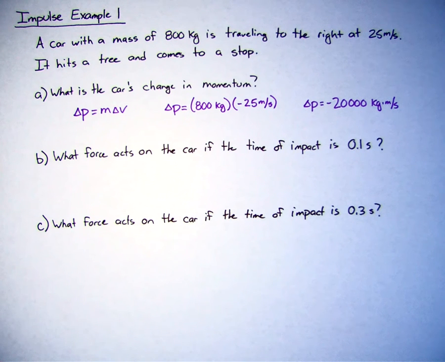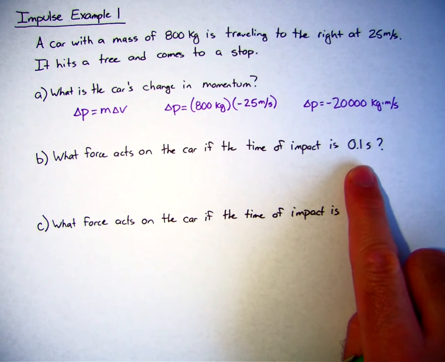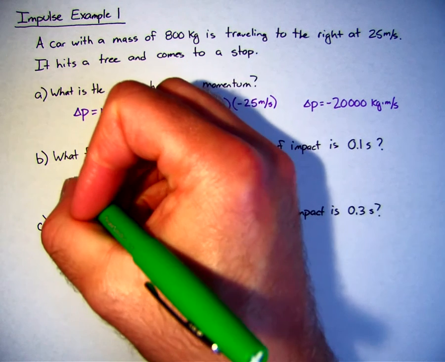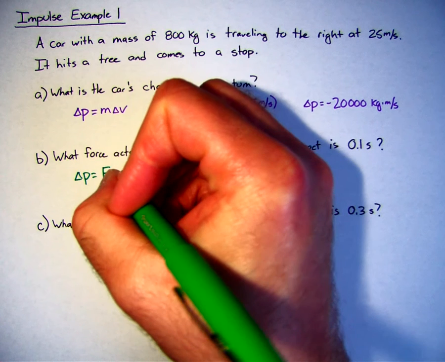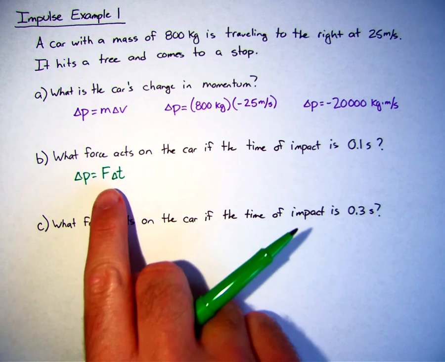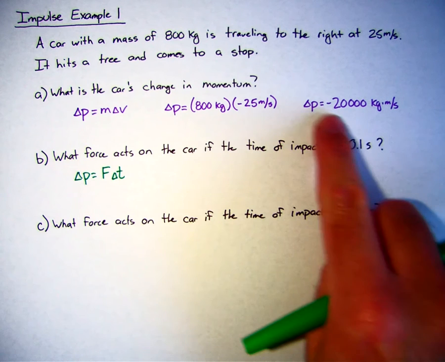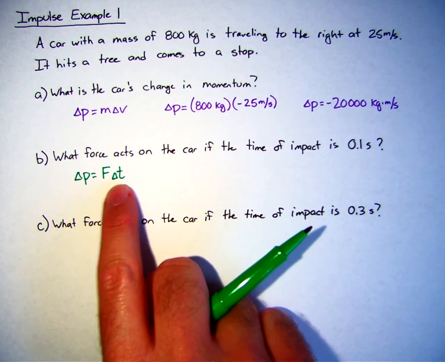Part B is kind of the interesting first part of this, and that's what does that really mean if we have a change in momentum of 20,000 kilograms meters per second? Well, let's just say in this case that the time of the impact is 0.1 seconds. We know that if we're looking at impulse, the change in momentum is equal to force times the time of the impact. So if I wanted to figure out the force, I already know the change in momentum from part A. I can use the time of impact then to figure out the force.